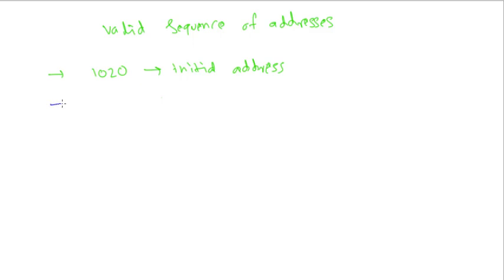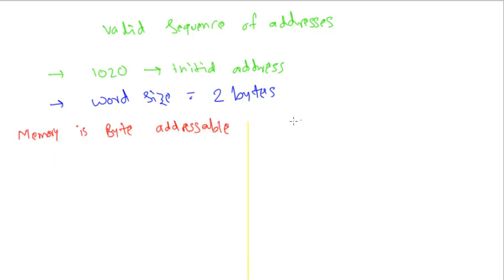And let's say the word size is 2 bytes. Now the question is, what will be my next sequence of addresses that the CPU will generate if memory is byte addressable? And similarly, what sequence of addresses will the CPU generate if memory is word addressable?